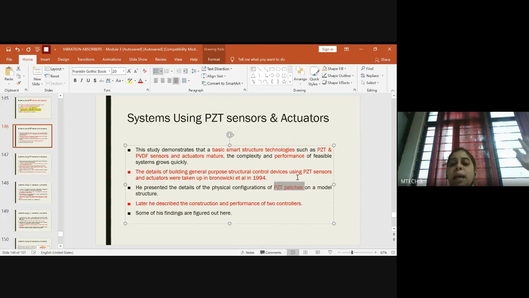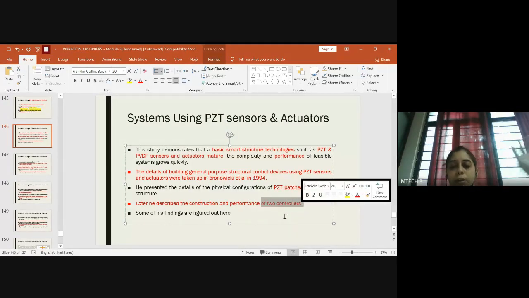But now, since the last 10 years, work has started on lead-free piezoelectrics, as lead-based ones are very toxic in nature. Okay, so he did the same work with respect to PZT patches. And he also told that while constructing the smart structure, we need two controllers, right?